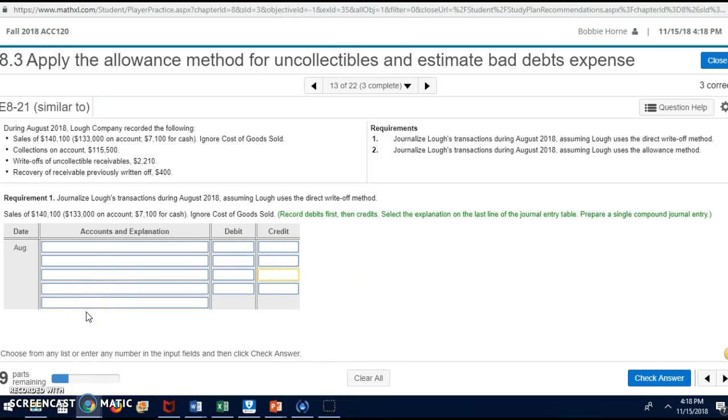Okay, this is exercise 8-21 in the study plan. You will have a problem similar to this on the chapter 8 and 9 test.